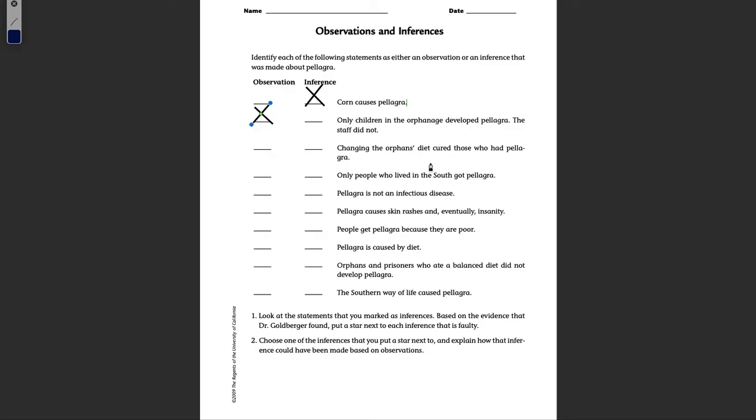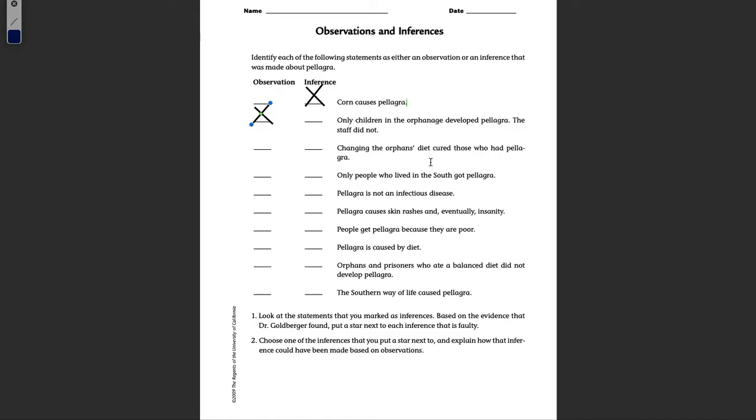Third statement: changing the orphans' diet cured those who had pellagra. Now remember, that was part of one of the clinical trials that he conducted. He decided to make some changes. Let's switch up the orphans' diet and let's see what happens. Remember, because their diet consisted mainly of pork, syrup, cornbread, things of those nature, not very high on nutritional value. Okay, so he started to feed them milk, fruits, vegetables, lean meat, things of that nature, more well-balanced meals.